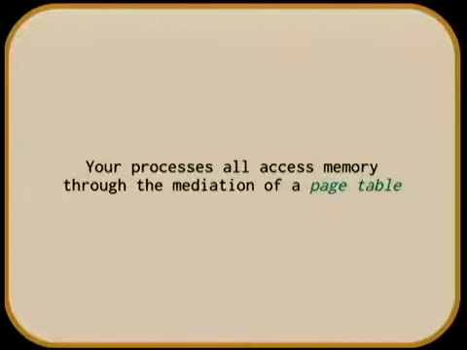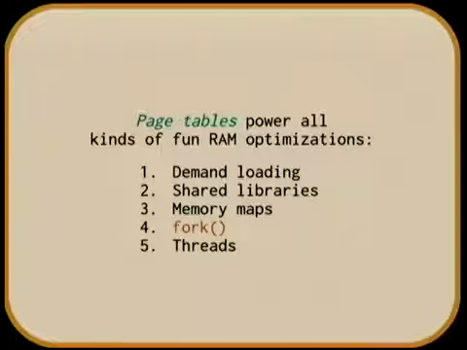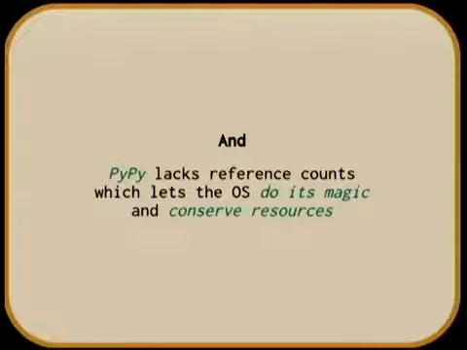So there you have it. Your process is all-access memory, it turns out, through the mediation of a level of indirection called a page table. Page tables power all kinds of fun RAM optimizations that have been happening behind your back: demand loading, shared libraries, memory maps, the magic of fork, and threads. And keep in the back of your mind that because PyPy lacks reference counts, it lets the OS do its magic and conserve more resources.